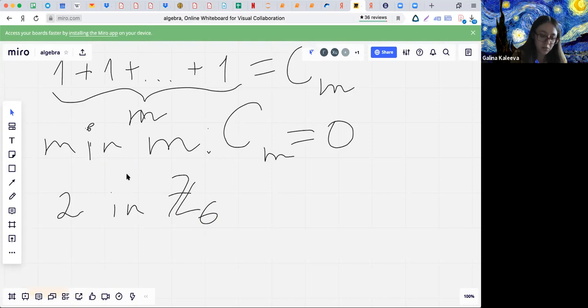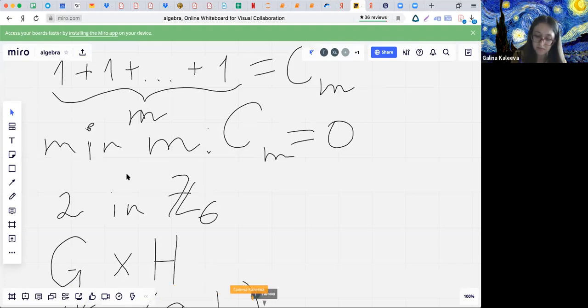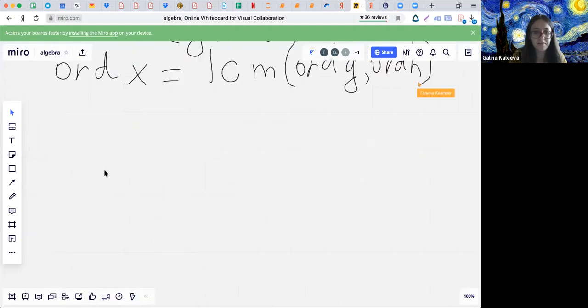We have two groups, G and H, and some element X from the direct product of these two groups, G times H. And the order of X equals the least common multiple of the two orders. Why is this the case?